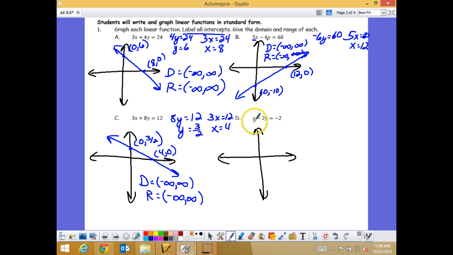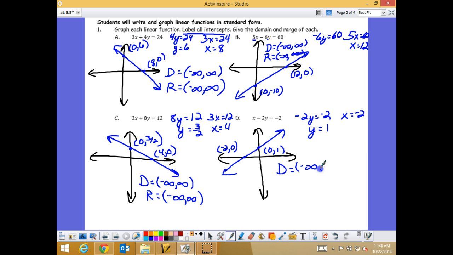And last, for D, find the y-intercept, we plug 0 in for x. So we're left with negative 2y is equal to negative 2. So the y-intercept is 1. And plugging 0 in for y, x is equal to negative 2. Domain is negative infinity to infinity. Range is also negative infinity to infinity.